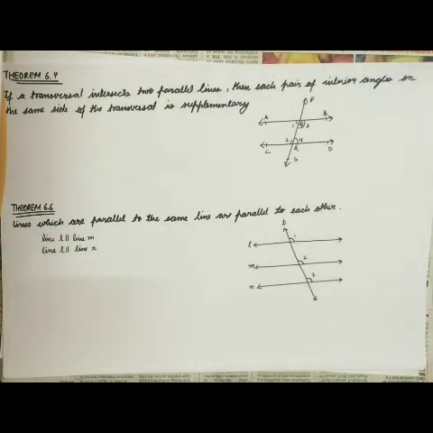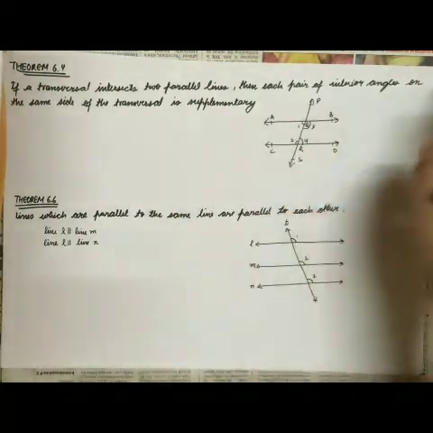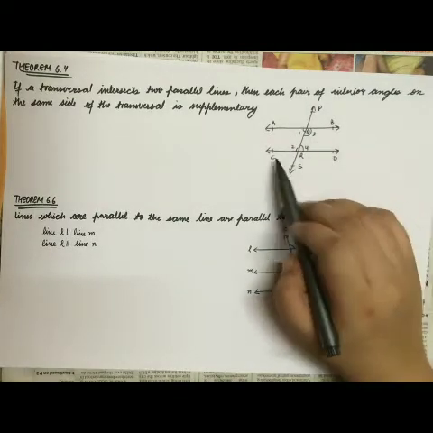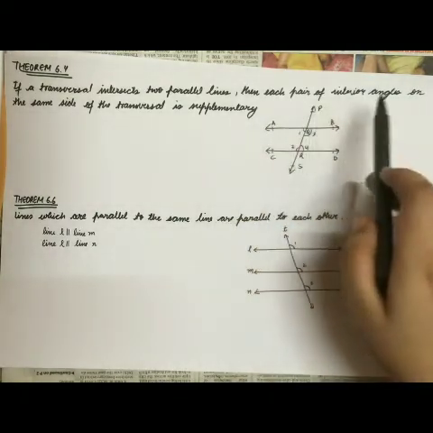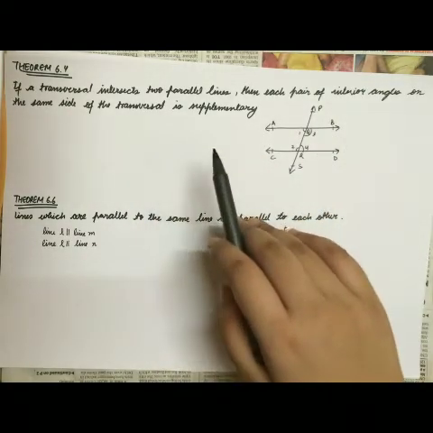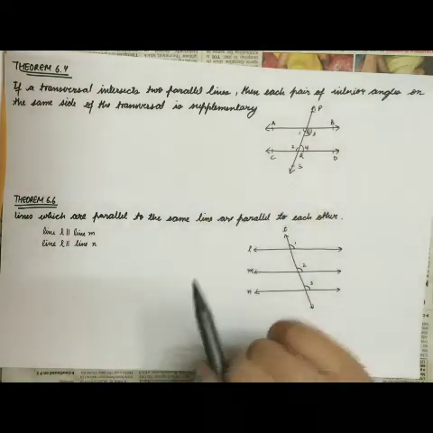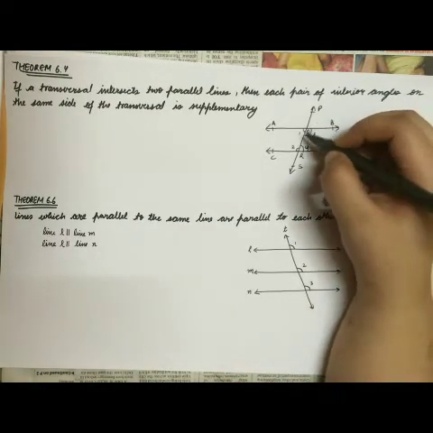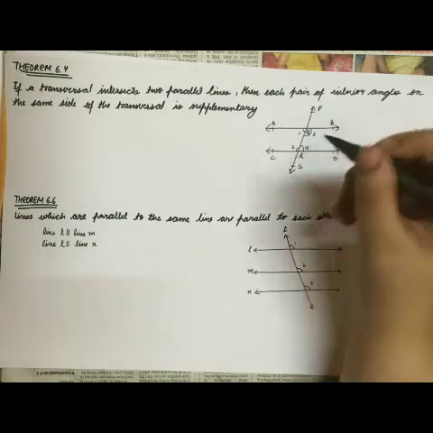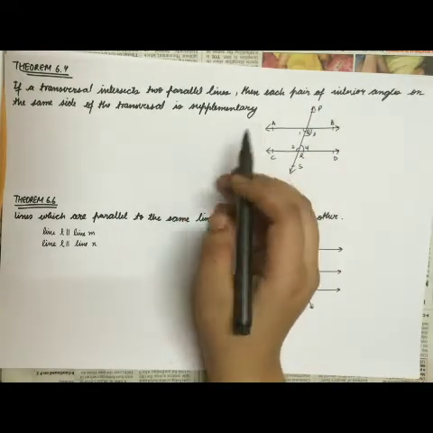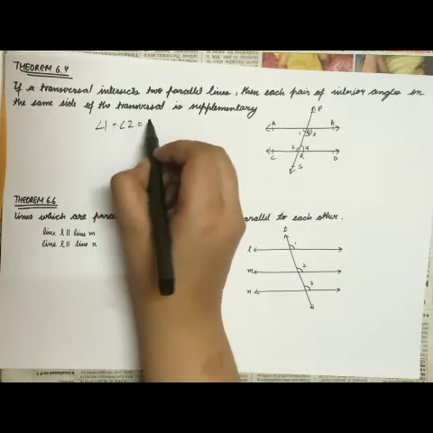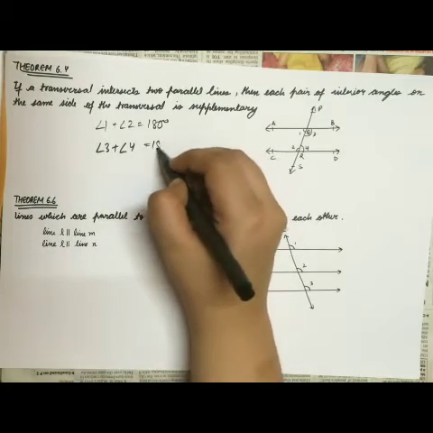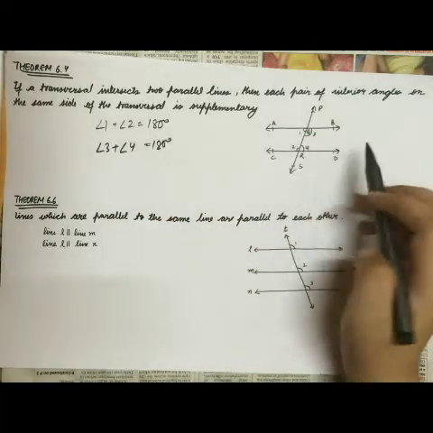Theorem 6.4 states that if a transversal intersects two parallel lines, AB and CD, then each pair of interior angles on the same side of the transversal is supplementary. Here, the interior angles on the same side of the transversal are angle 2 and angle 1. They are saying that it will be supplementary. Therefore, angle 1 plus angle 2 will be equal to 180 degrees, and angle 3 plus angle 4 will be equal to 180 degrees if these two lines are parallel.